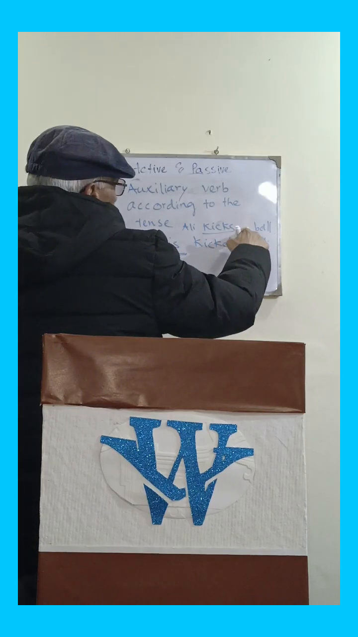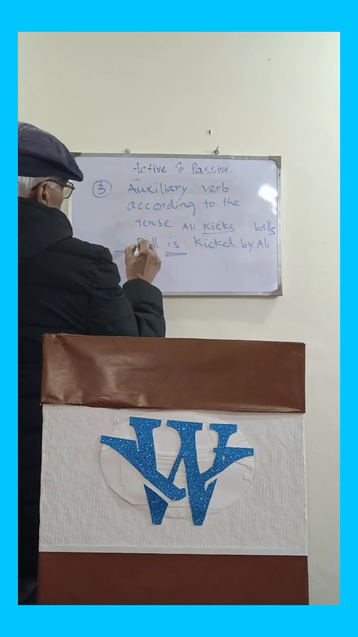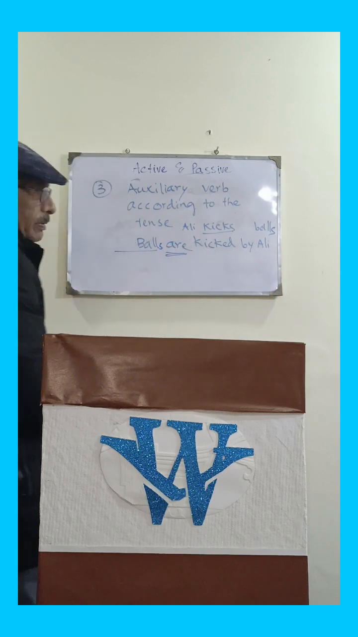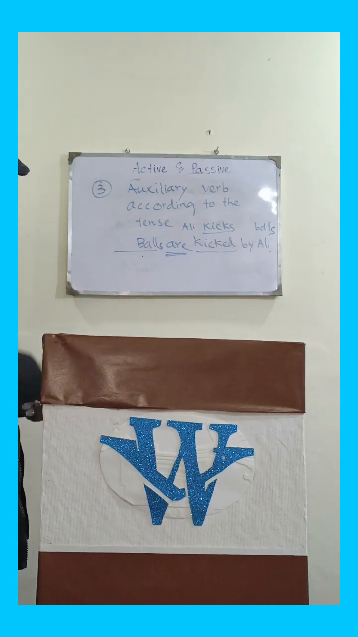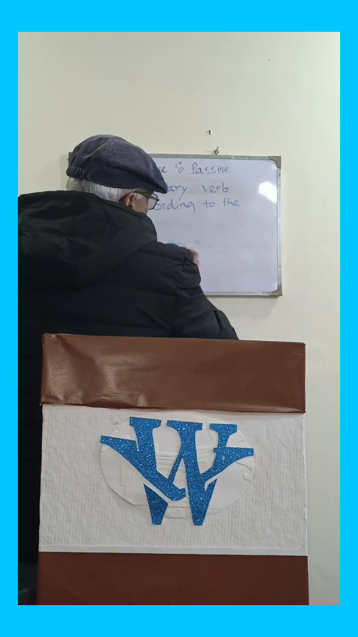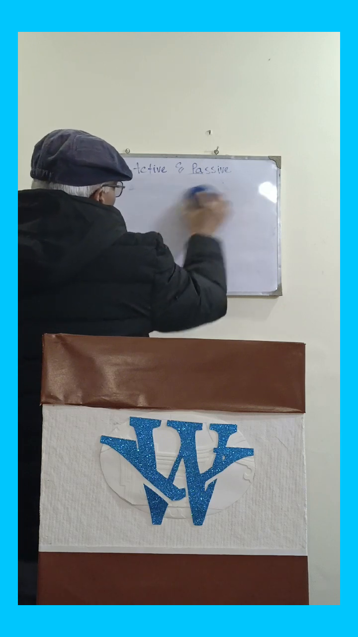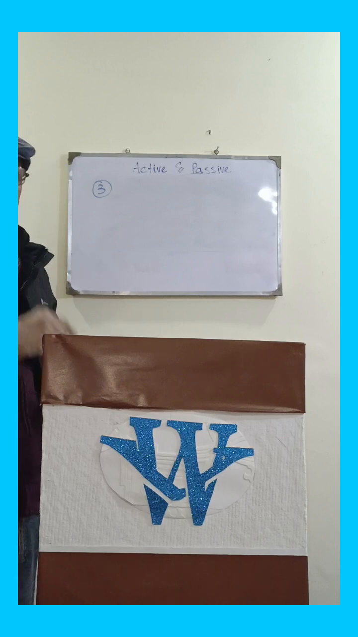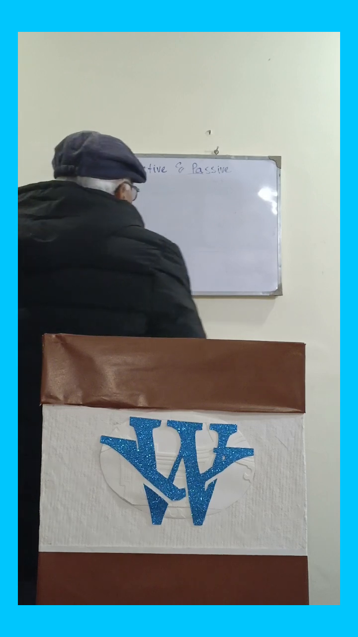If this is balls, Ali kicks balls. So balls, if it is plural, then it will become are. Okay, and this will be the same over here. So according to the tense, you need to change auxiliary verb. For example, see now, only the tense will keep on changing and the first two things will remain the same. Okay, let us see.